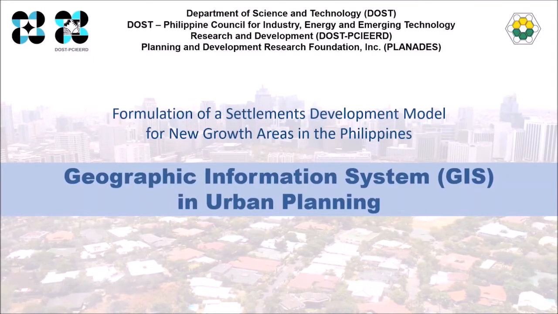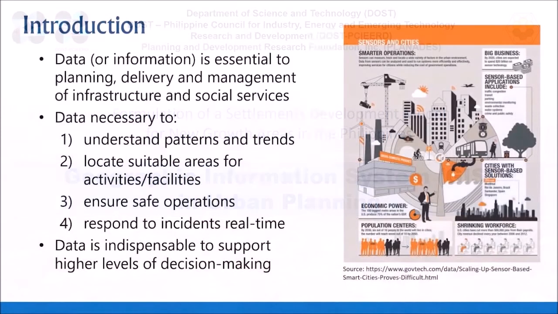So let's start off with this short lecture on the overview of Geographic Information System in urban planning. When we talk about GIS, we are essentially talking about data. Data or information is essential to the planning, the delivery, and management of infrastructure and social services. Data is necessary to, number 1, understand patterns and trends.